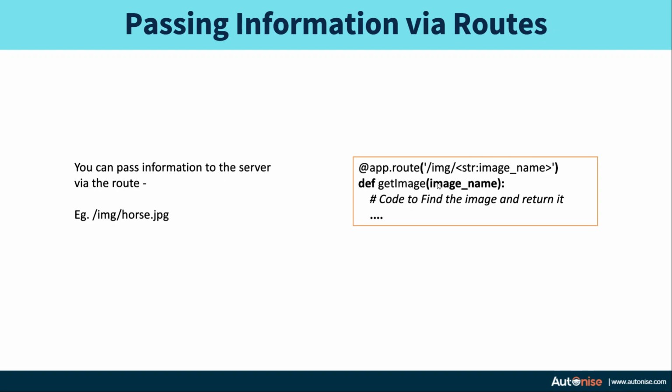Now what will happen is when you try to access this API, it will come in this route and it will then match horse.jpg and put it inside the variable image_name. Then you can use this variable which contains the value horse.jpg to load that image and then return it from this function. That is how you can pass information in your route.